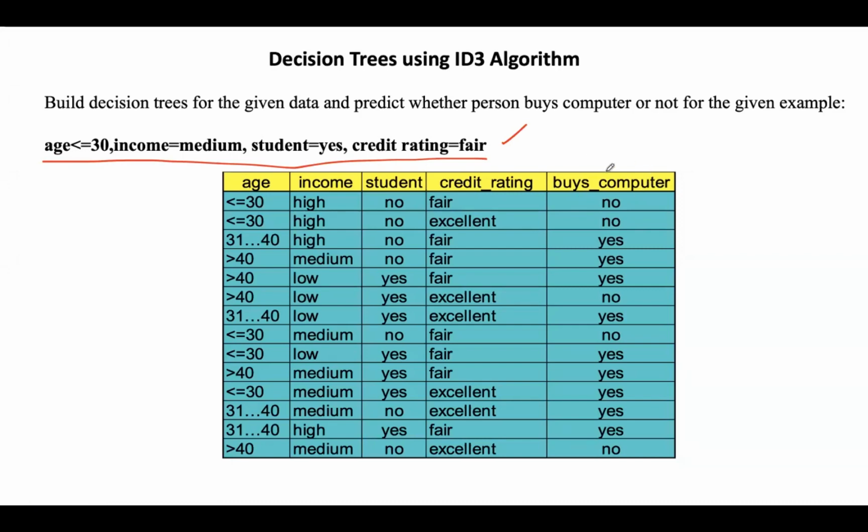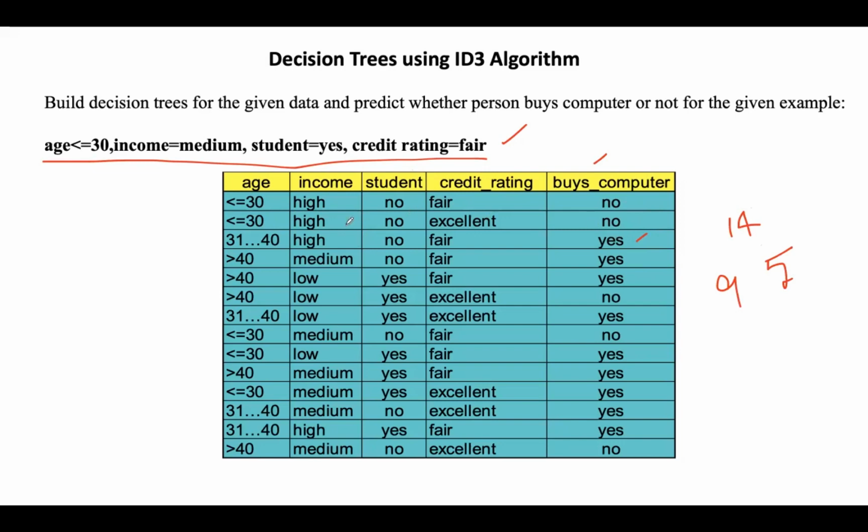So if you see the data set, here you can see there are a total of 14 examples. Out of 14 examples, the number of yes is 9 and the number of no's is 5. So we have a total of 4 attributes: age, income, student, and credit rating. And the target is buy computer. So we need to predict this.